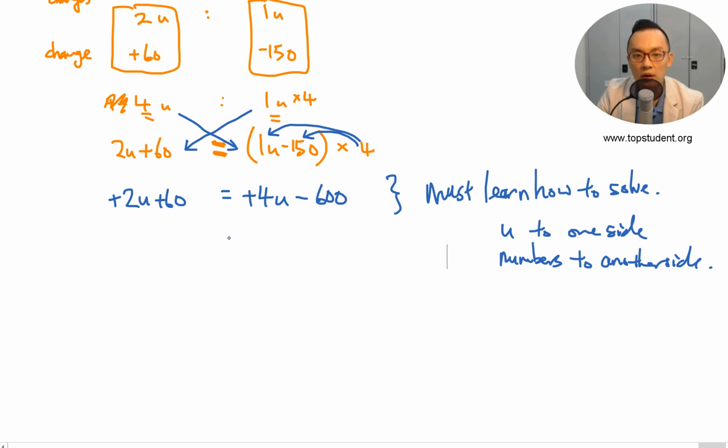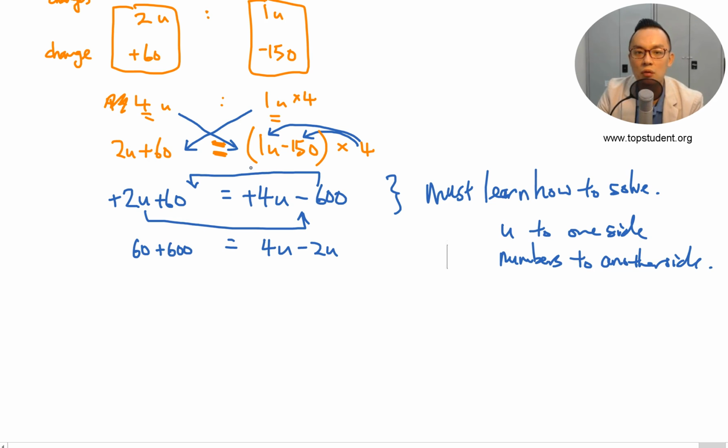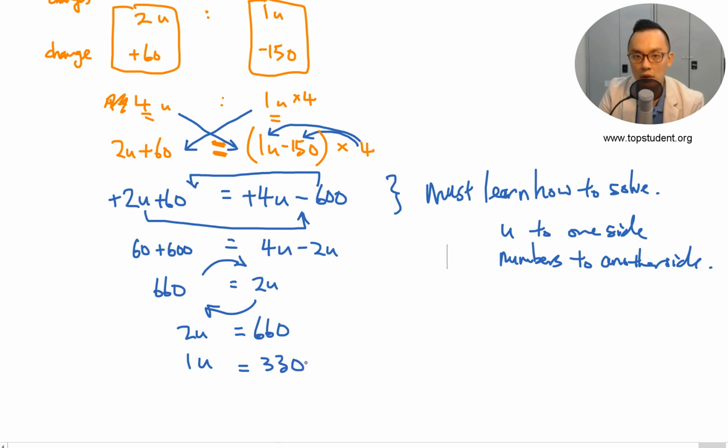So I have my 4u here, so equals to, I move my 2u over here, so it becomes 4u plus, becomes minus 2u. I have my 600, I move it here, so 600 plus 60, so it's 60 plus 600, because it's minus, go over becomes plus, so equals to 2u over here, 660. I'm going to switch sides, so 2u equals to 660, 1u equals to 330.